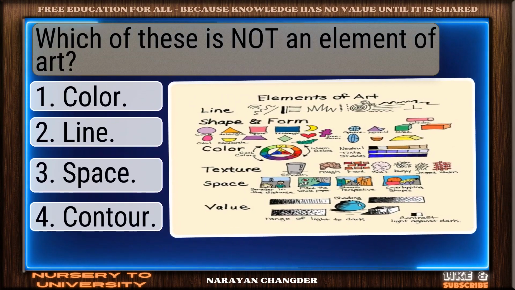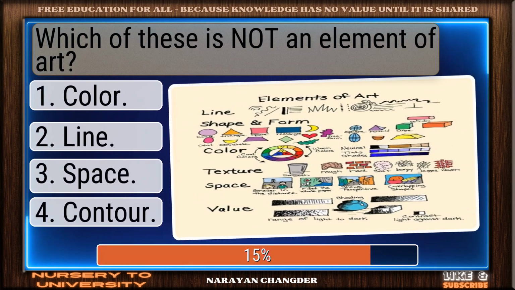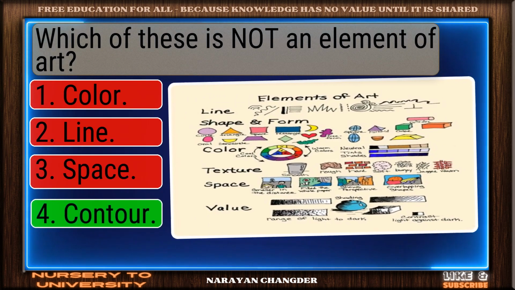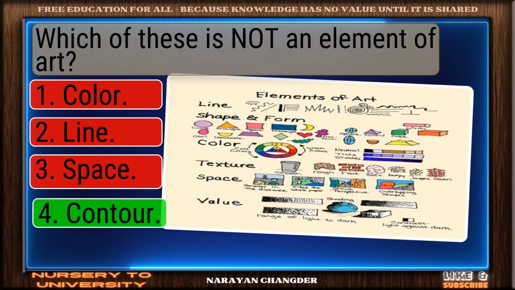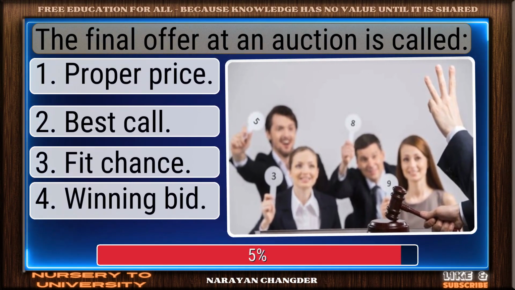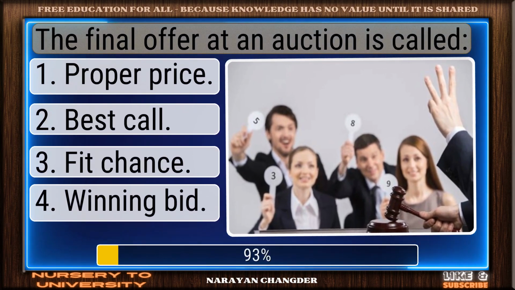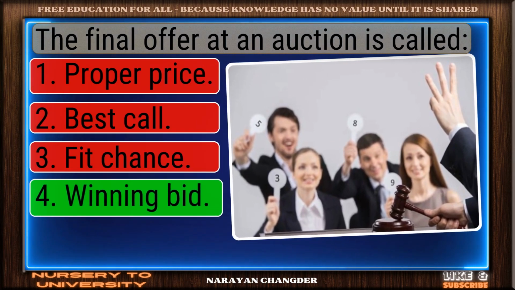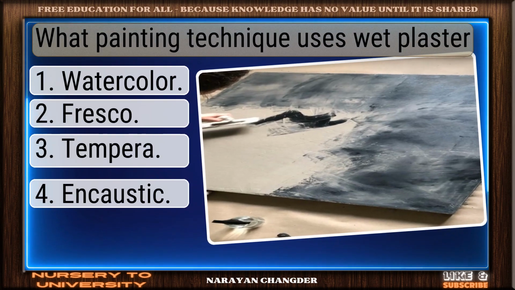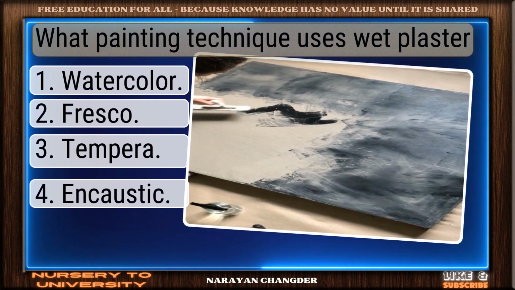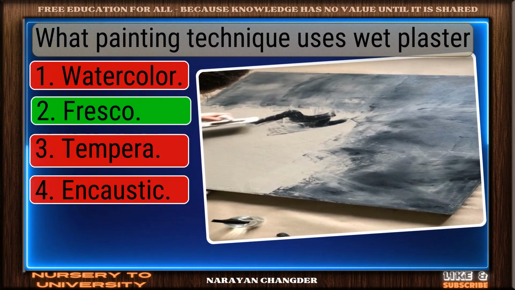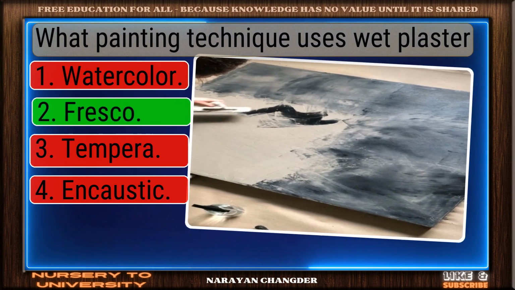Which of these is not an element of art? Correct response. Contour is the most accurate answer. The final offer at an auction is called. Smart move. Winning bid is an accurate answer. What painting technique uses wet plaster? Well reasoned. Fresco is the correct choice.